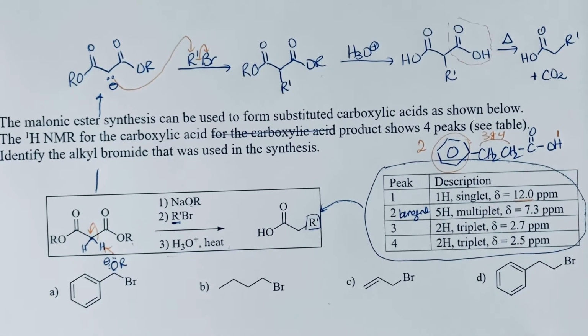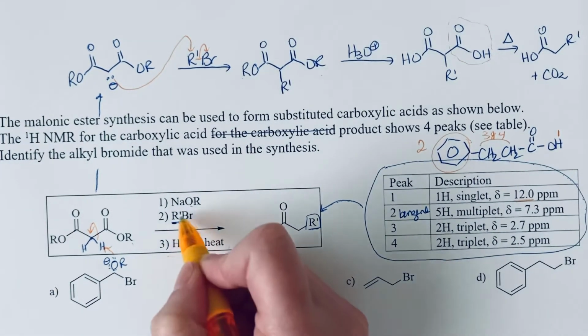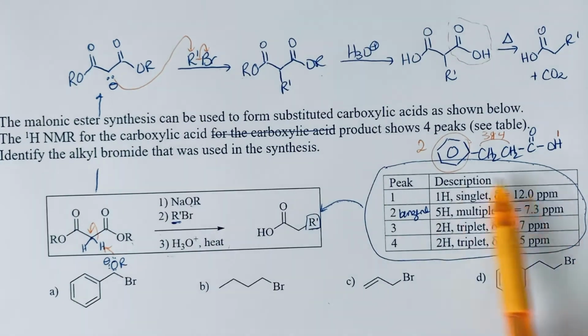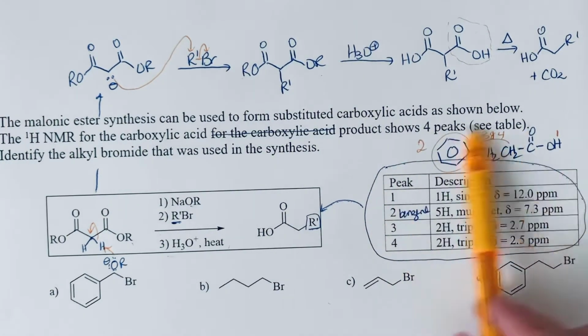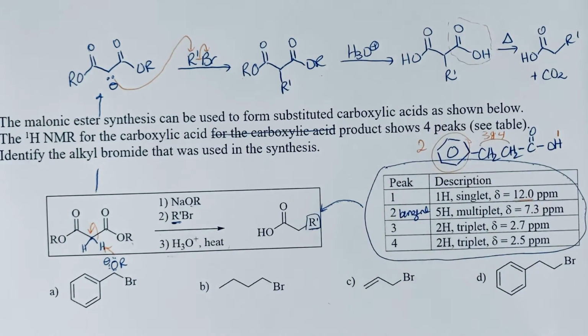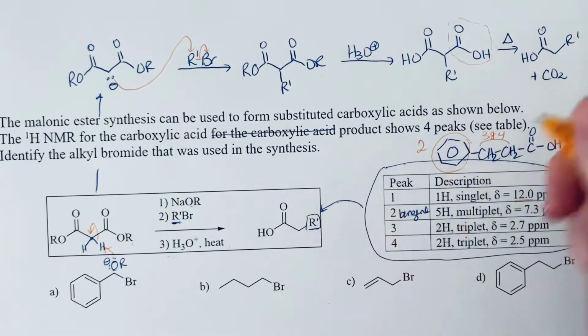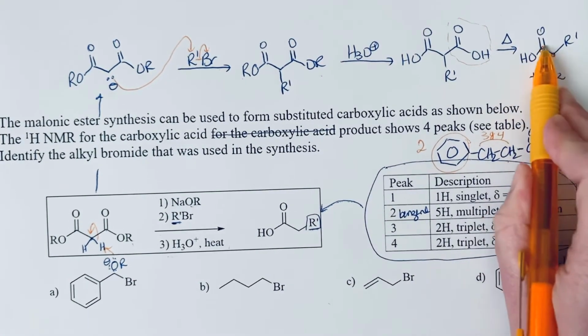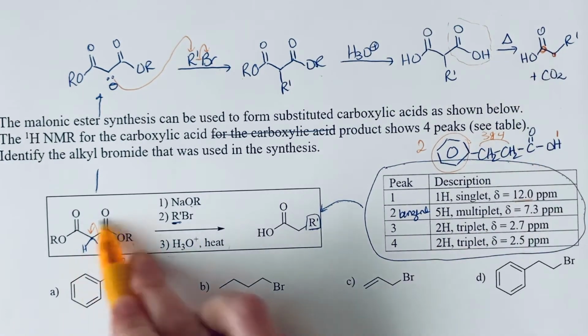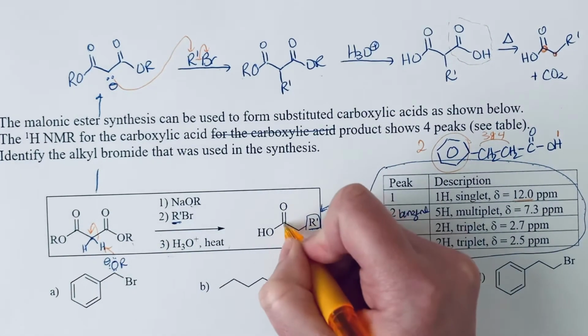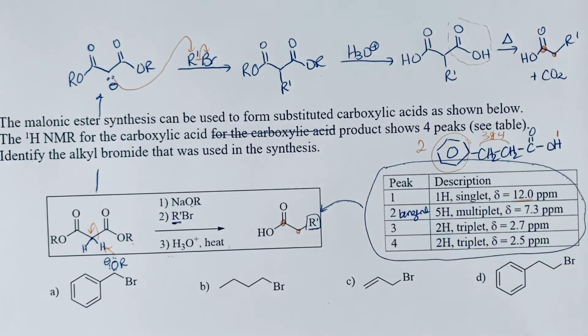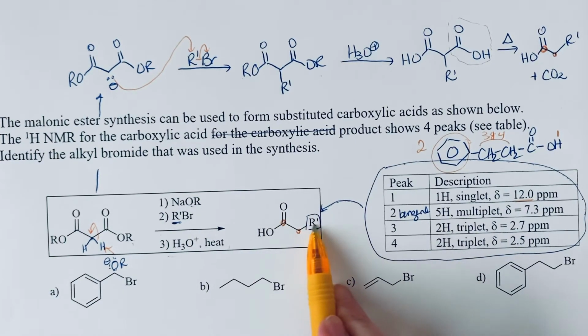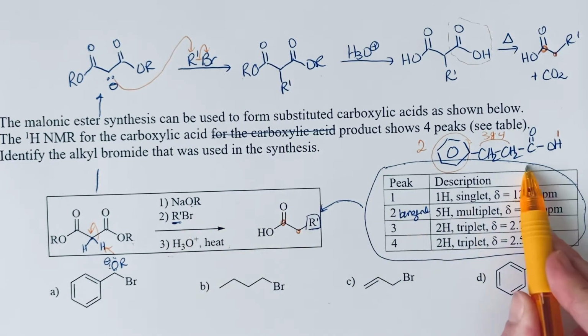All right, and then the key to answering this question is we're looking for the alkyl bromide. So we need to know what portion of this came from the alkyl bromide. If we look at our model that we've drawn here, these 2 carbons, the carboxylic acid carbon and the carbon next to it, come from your starting material. So this carbon and this carbon came from the starting material, and whatever that R is comes from your alkyl bromide.